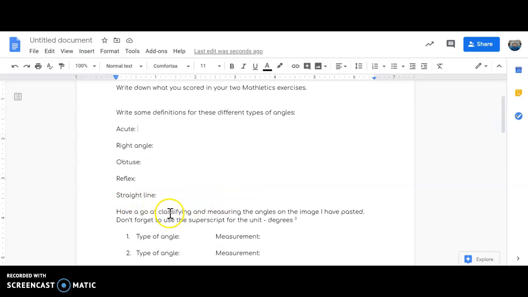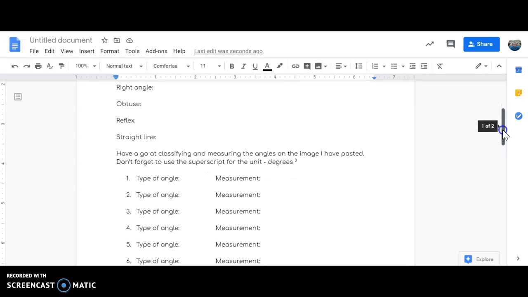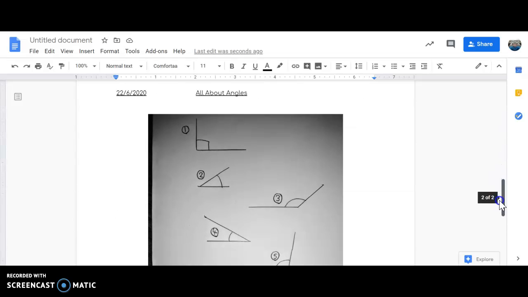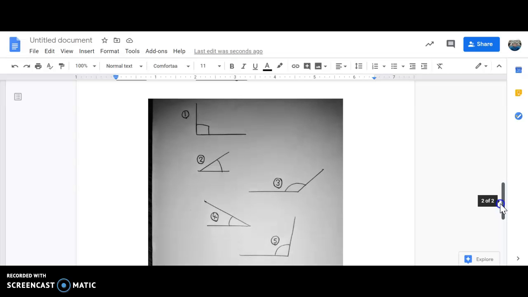Once you've done that, I want you to go at classifying and measuring the angles on the image I've pasted below. And you can use that superscript skill that we've used for the degrees symbol. Tell me what the type of angle is, and if you can print it out, that's great, but I don't mind you using your protractor on the screen to measure the angles. Here's the sheet. Number 1, that's an obvious one. Don't even really need to measure number 1. Number 2, what type of angle?